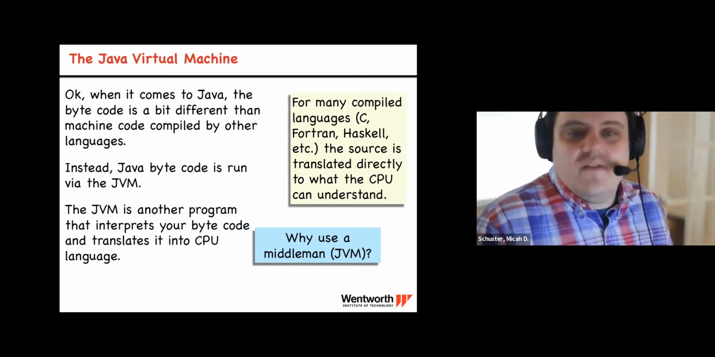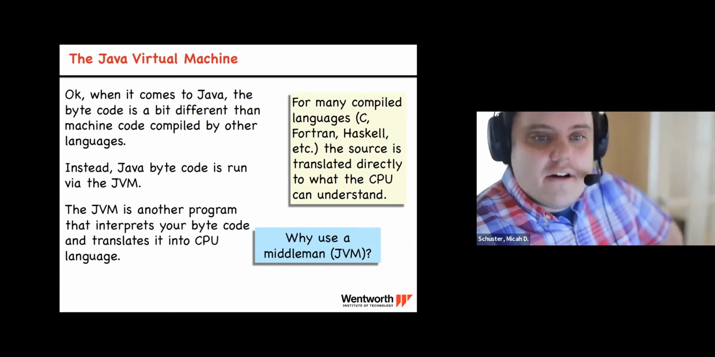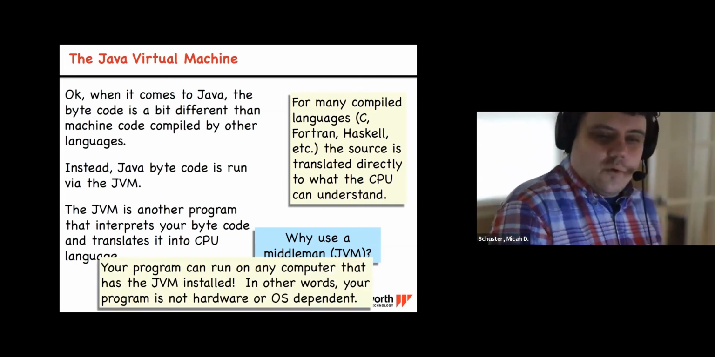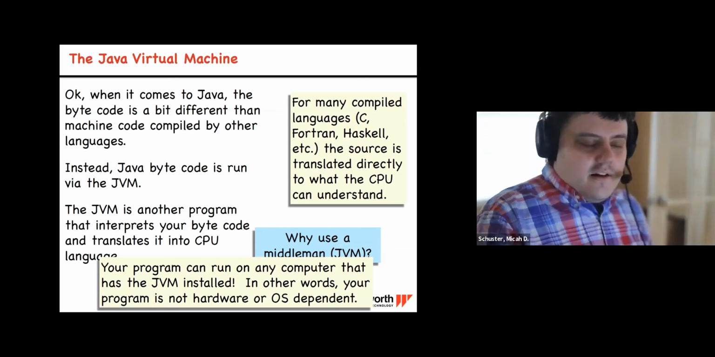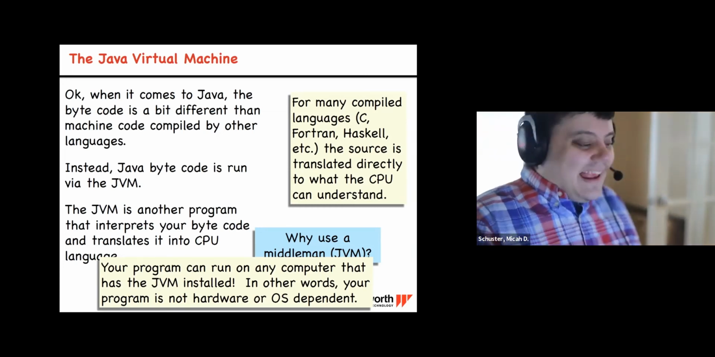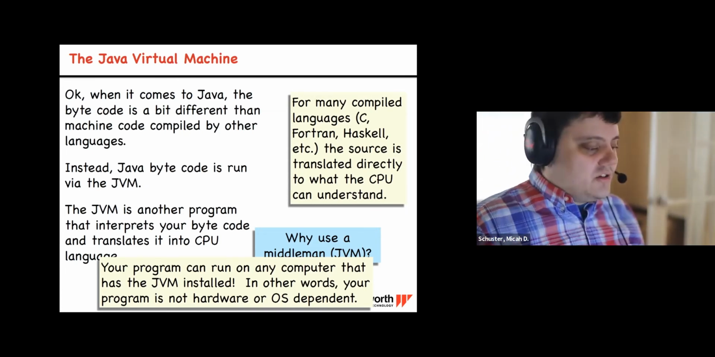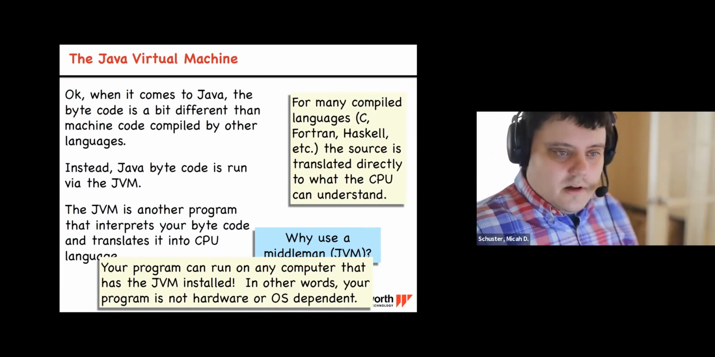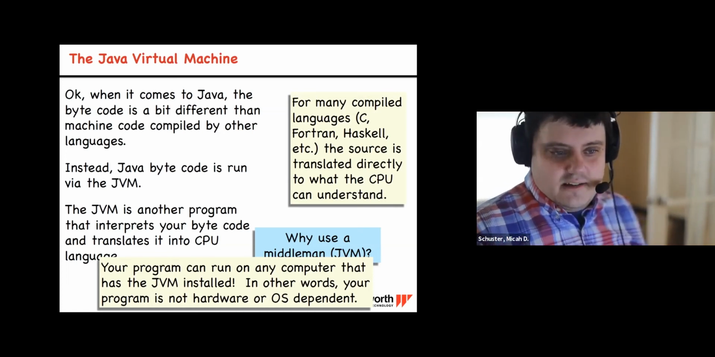Why use this JVM? The reason is, and this is what makes Java very, very popular, especially when it showed up in the 90s, the program can run on any computer that has a JVM installed. That's the key. So if I write a Java program and I give you my bytecode, it doesn't matter what operating system or hardware you're using. You could be using an ARM CPU, which is very different than, say, an x86 Intel CPU, but it'll still run as long as I have a JVM on both machines. Any machine that has a JVM.